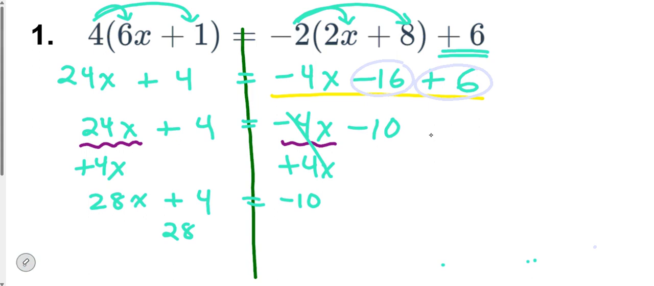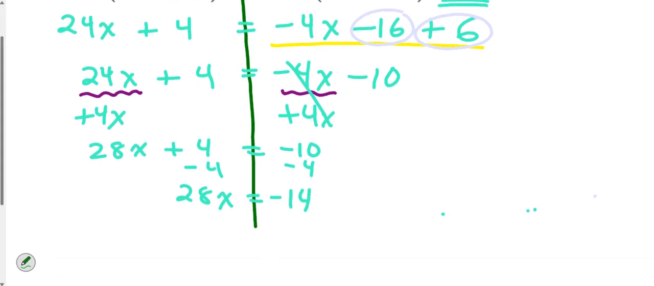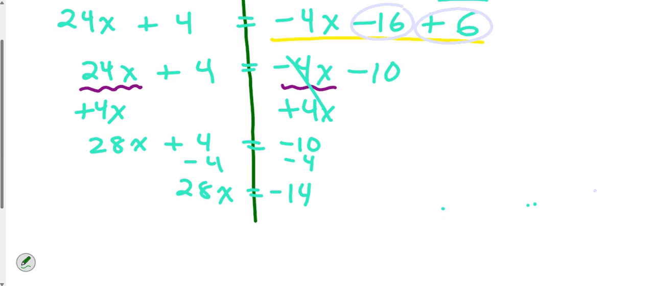Oops, sorry, I'm just kind of not showing my work. Let's go ahead and subtract 4 on both sides. We'll get 28x equals negative 14. And when I don't get random and tell little side stories, I go too fast, don't I? Slow me down. All right, let's go ahead and divide. Could you see this coming?